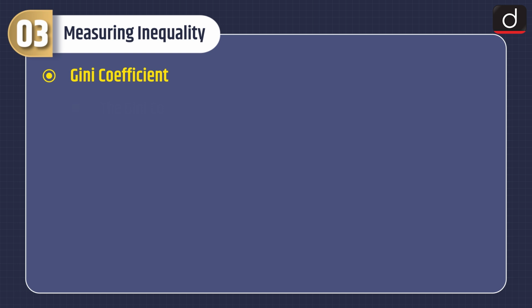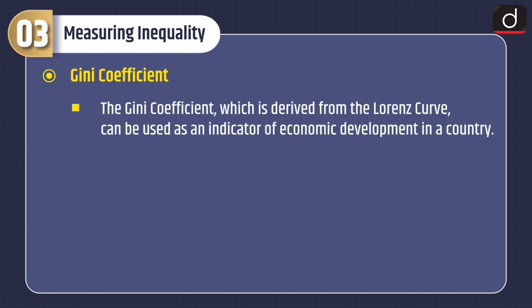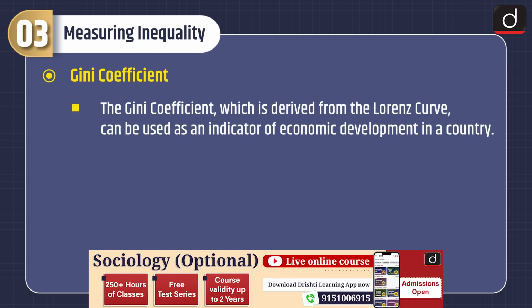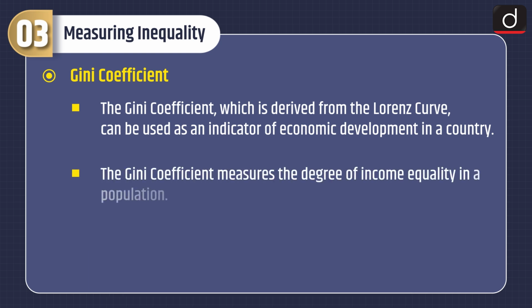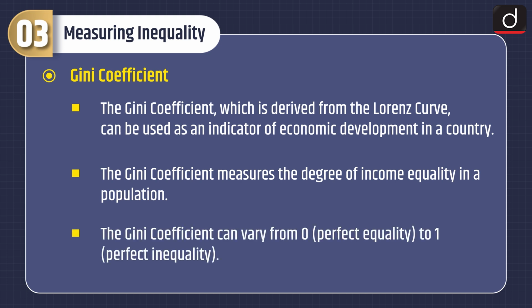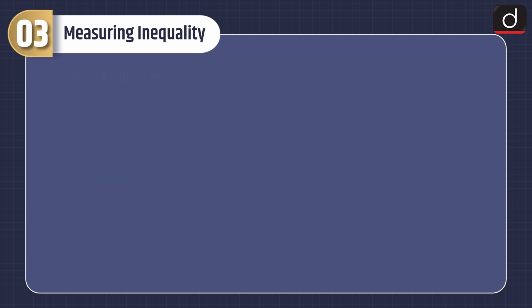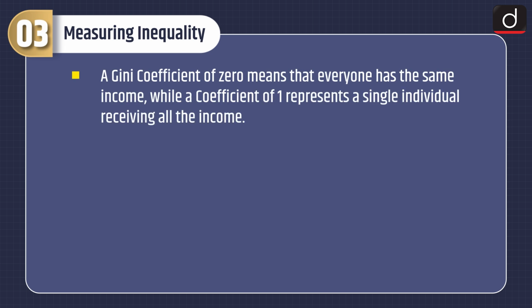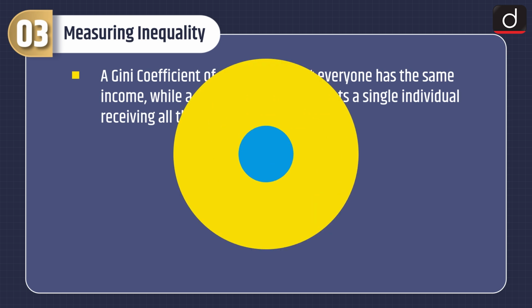Gini coefficient. The Gini coefficient, which is derived from the Lorenz curve, can be used as an indicator of economic development in a country. The Gini coefficient measures the degree of income inequality in a population. It can vary from 0, that is perfect equality, to 1, that is perfect inequality. A Gini coefficient of 0 means that everyone has the same income, while a coefficient of 1 represents a single individual receiving all the income.